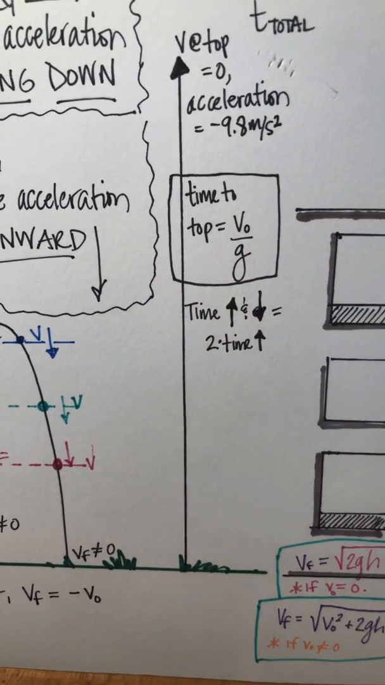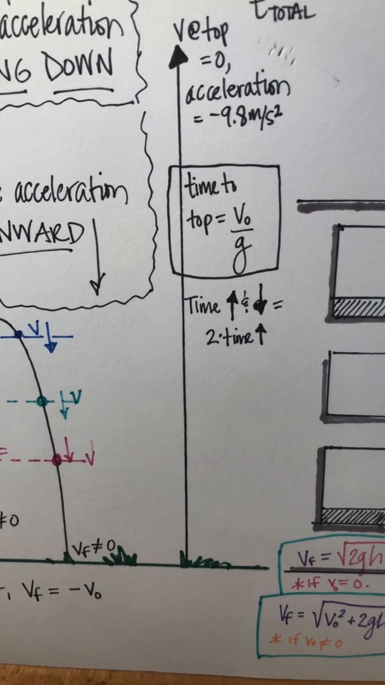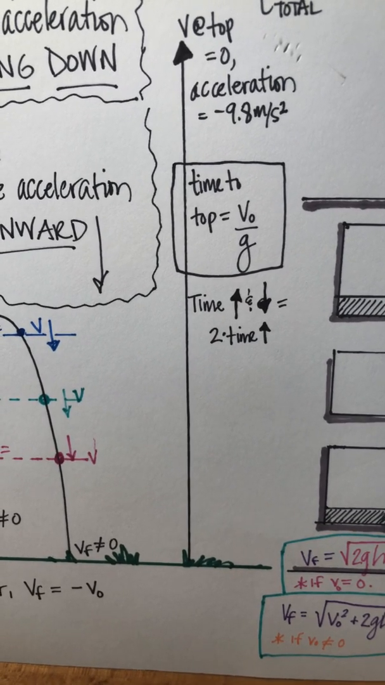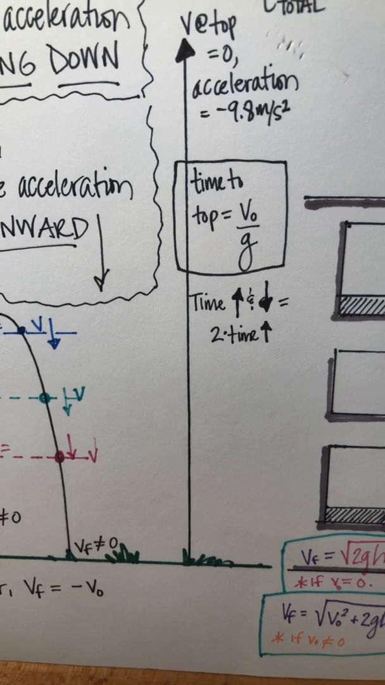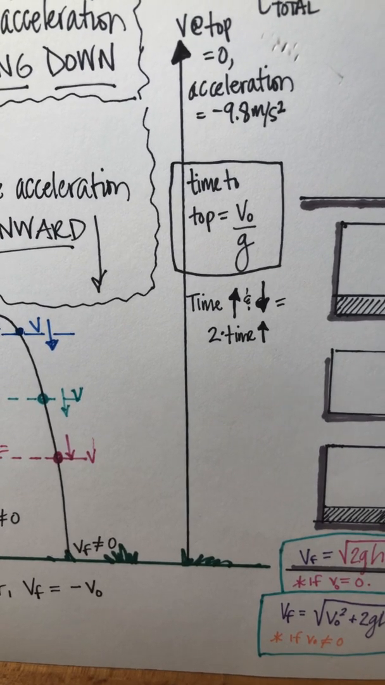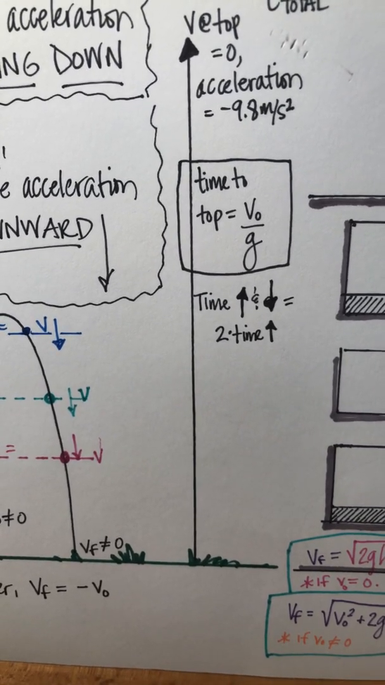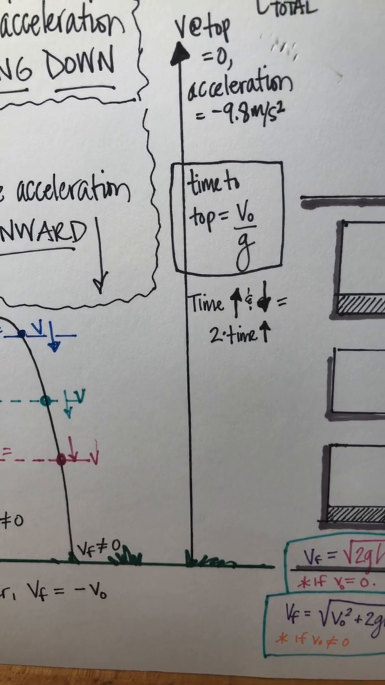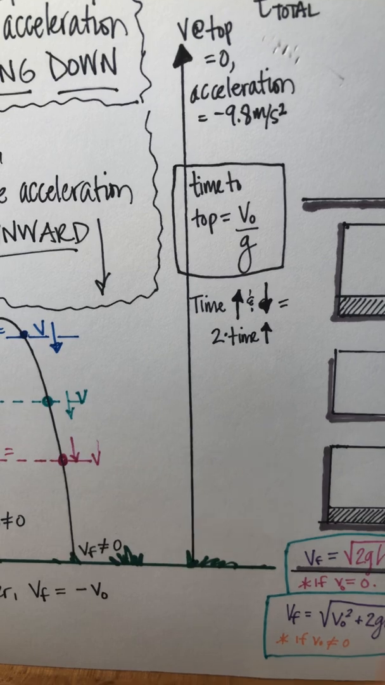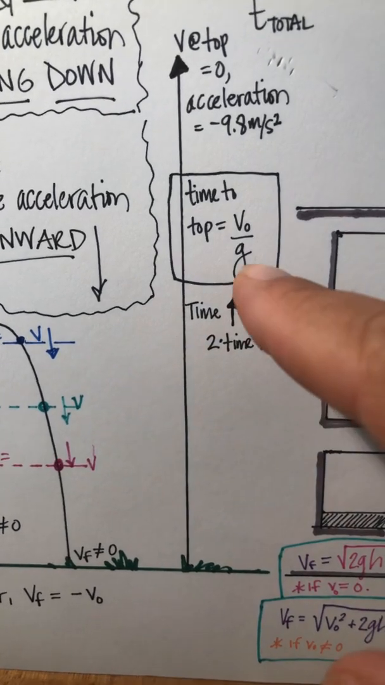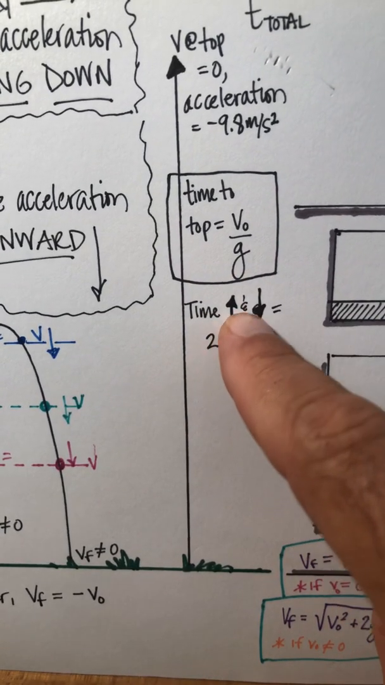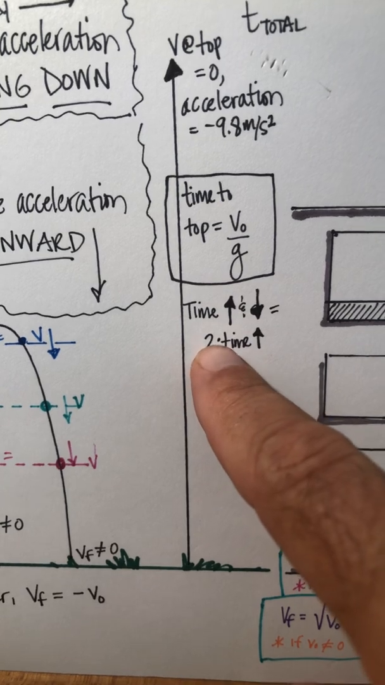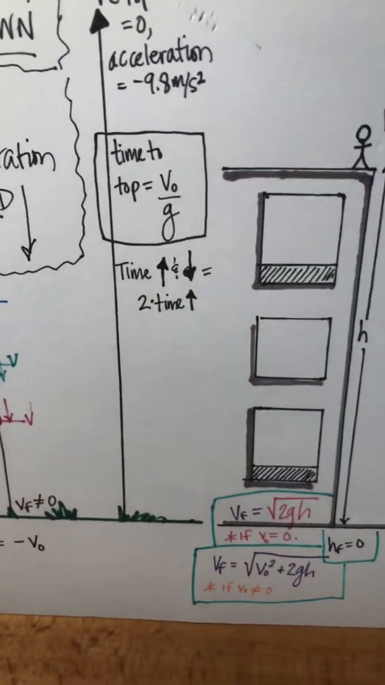So if you think about g as negative 10 meters per second squared, the negative sign only implies direction, so we can leave it as positive 10. So if you throw something up with a velocity of 30 meters per second, it takes about 3 seconds to get to the top. And then it'll take another 3 seconds to get back to the bottom. So that's what this is saying: the time up plus the time down is basically 2 times the time up.